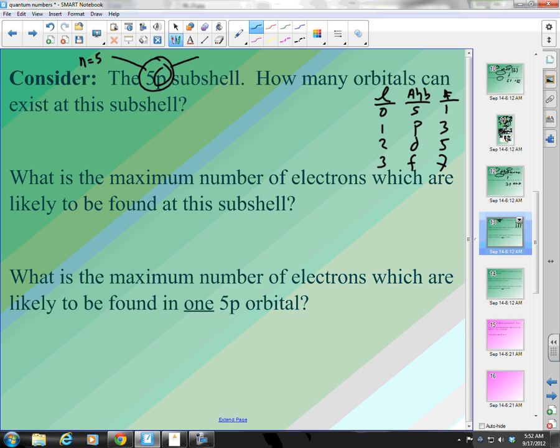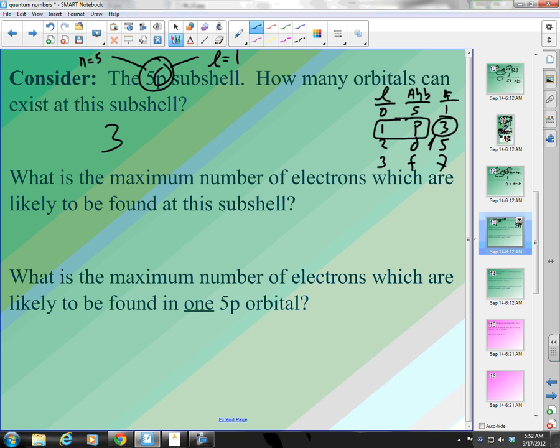So when I have a P, that means my L is equal to what? P, L is equal to 1. So this means I have n equals 5, L equals 1. How many orbitals can exist at this subshell? We have it right here, right? At n equals 5, L equals 1, or at the 5p subshell, I would have 3 p orbitals.